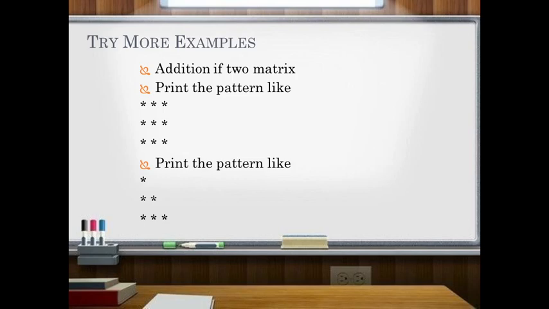Then we will have this nested for loop, which can be used for addition of two matrices or just to print a matrix. Matrix numbers like 1 2 3, 4 5 6, 7 8 9, like this, or else you can print these patterns. Can we try these? Okay, fine, we will try with these examples.